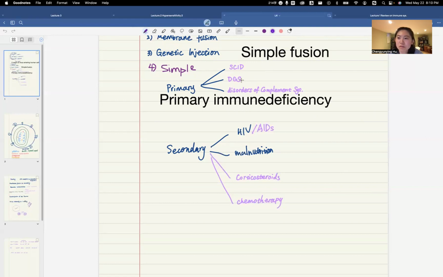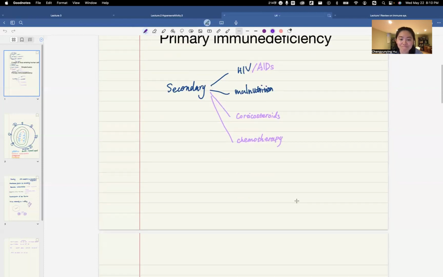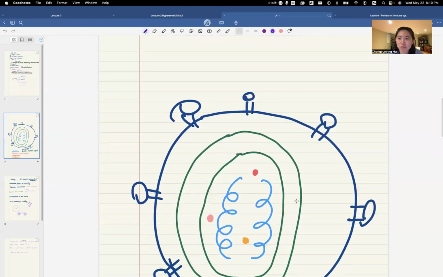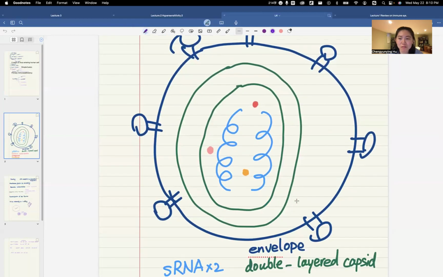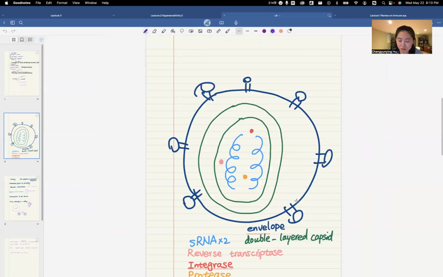I don't remember these two. You can look it up. But the key point is how to differentiate primary from secondary. Secondary is other illnesses or situations that cause deficiency in the immune system, like HIV, malnutrition. Don't focus too much on the terms or the meaning of the illnesses.